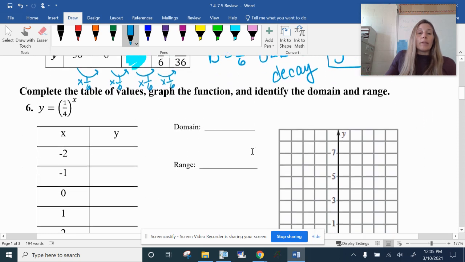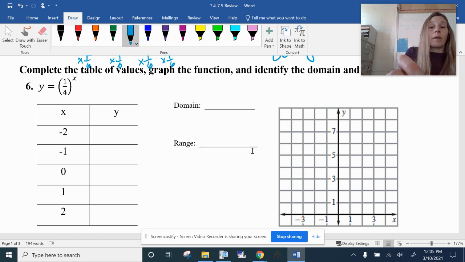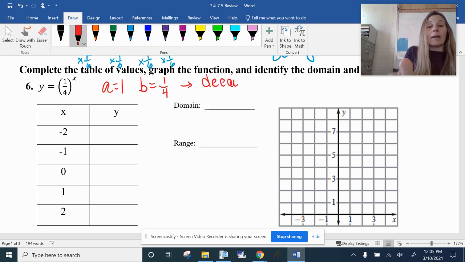Okay, so now we're going to complete some tables of values here, and then we're going to graph the function, identify the domain and range. Okay, so for this first one here, we want to find our a value, which would be 1. We know the b value here is 1/4, which tells me this is going to be a decay problem.